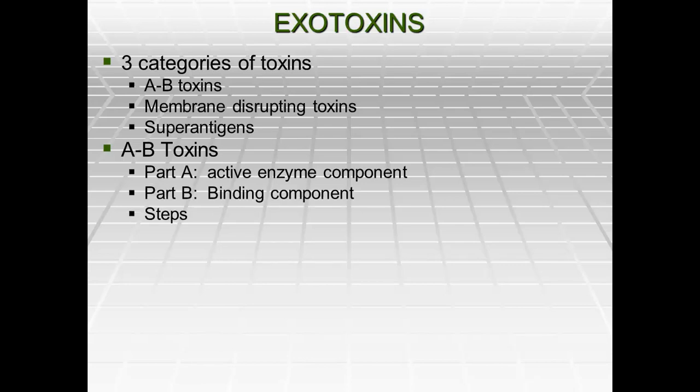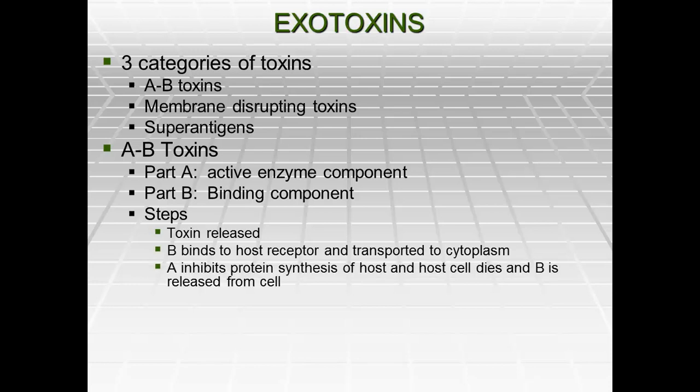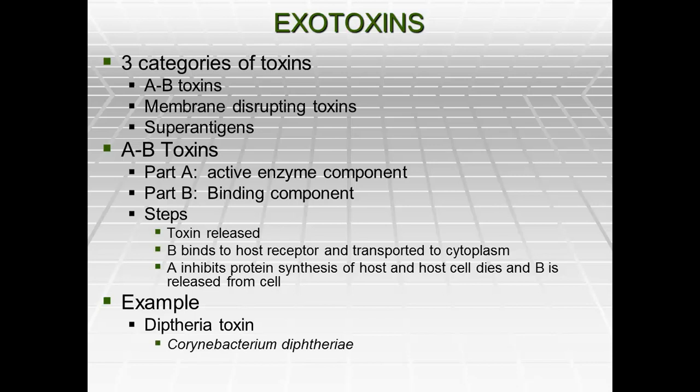Here are the steps. The toxin is released. Part B binds to the host receptor and is transported to the cytoplasm. Part A inhibits protein synthesis of the host, and the host cell dies, and B is released from the cell. Example of this is the diphtheria toxin, Corynebacterium diphtheriae.